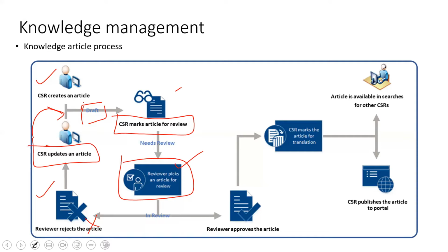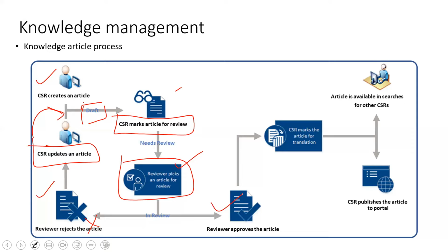Over there, once the reviewer finds that everything is available and perfectly fine, and it is now ready to publish, the reviewer will approve that article on their end. After getting approved, the CSR can also confirm something, like first of all, what different languages this article needs to be published in.